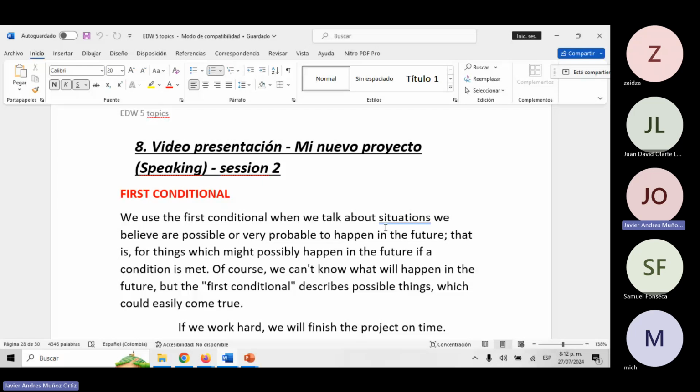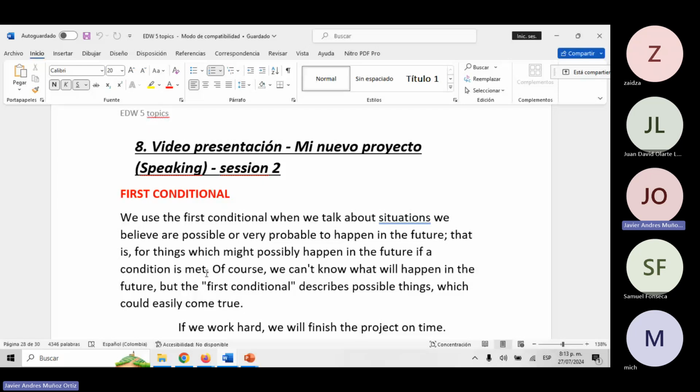So this is first conditional. We use it for things which might possibly happen in the future if a condition is met. So remember, we use conditionals when we have a previous event. If we have a previous event and a hypothesis, then something else is going to happen. The probability of this effect happening might be big, moderate, low, minimum, or zero.